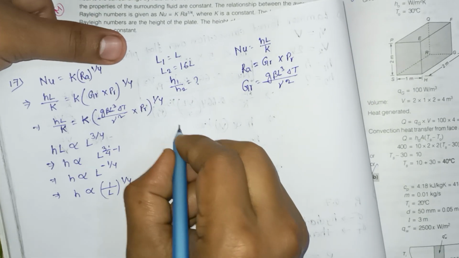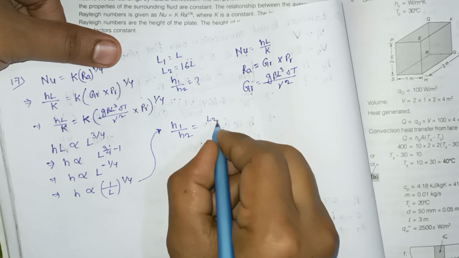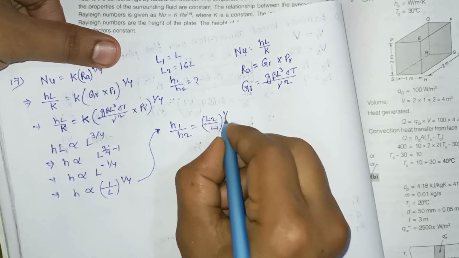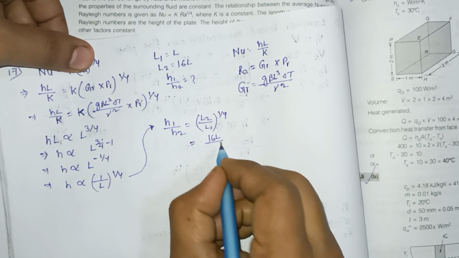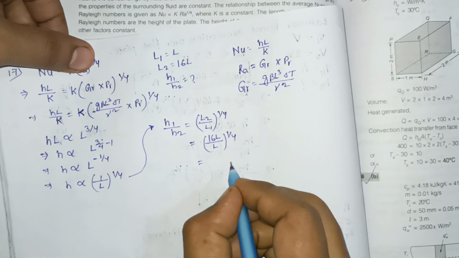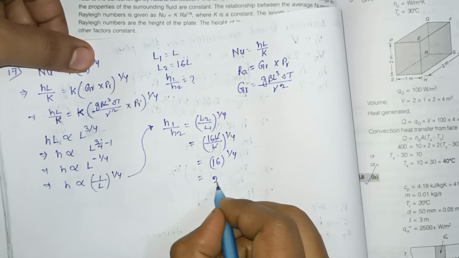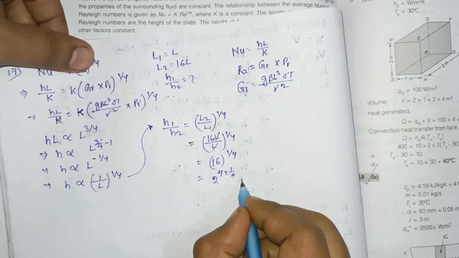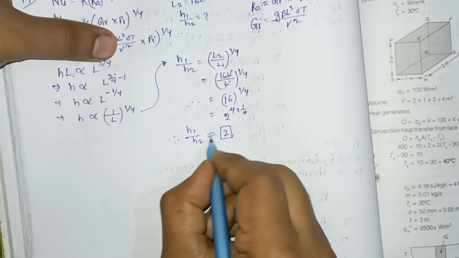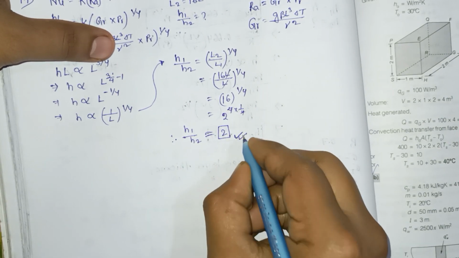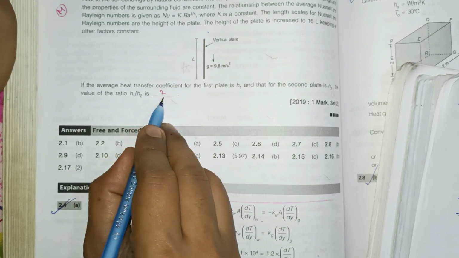From here you can write H1 by H2 equals L2 by L1 to the power 1 by 4. What is the value of L2? That is 16L. So 16L by L to the power 1 by 4; the L cancels out, giving 16 to the power 1 by 4. 16 means 2 to the power 4, into 1 by 4, the 4 cancels out, so it equals 2. So H1 by H2 is equal to 2. The correct answer is 2.